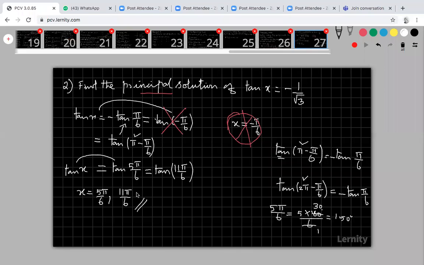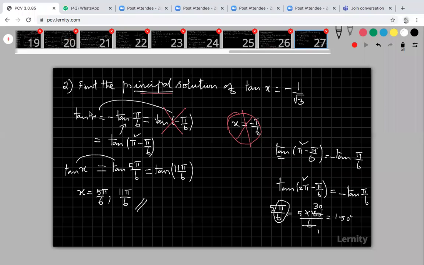Okay, similarly 11 pi by 6. Pi by 6 means 30 degrees. 11 times 30 degrees means 330 degrees. So this also belongs to less than 2 pi. This is also less than 2 pi. Therefore, these two solutions are called principal solutions.